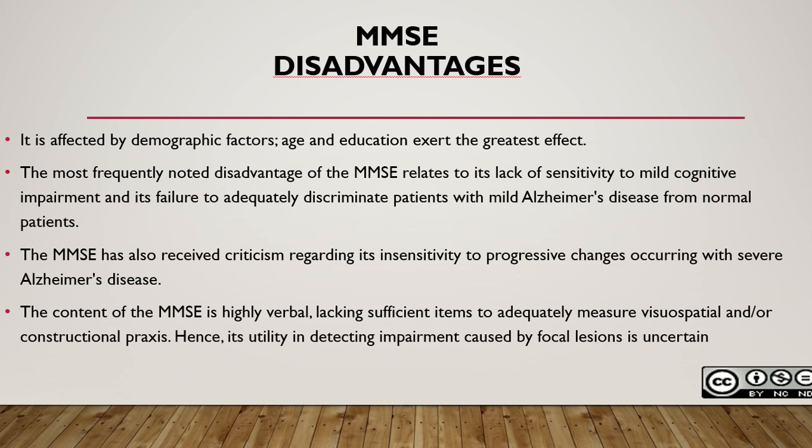So, even if you get a score which is considered to be within the mild normal category, you would be considered as having no cognitive impairment at all. But there could be patients requiring interventions in order to prevent further cognitive decline, but that gets missed out, according to this MMSE. MMSE also received criticism regarding its insensitivity to progressive changes occurring with severe Alzheimer's disease.